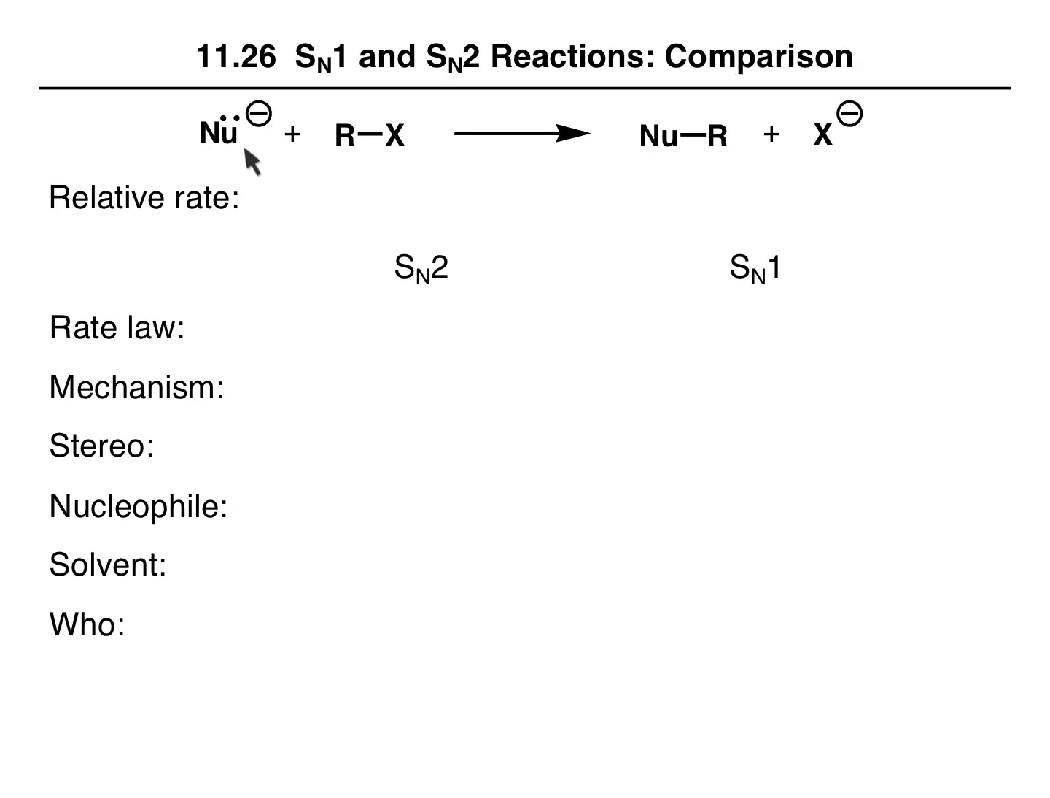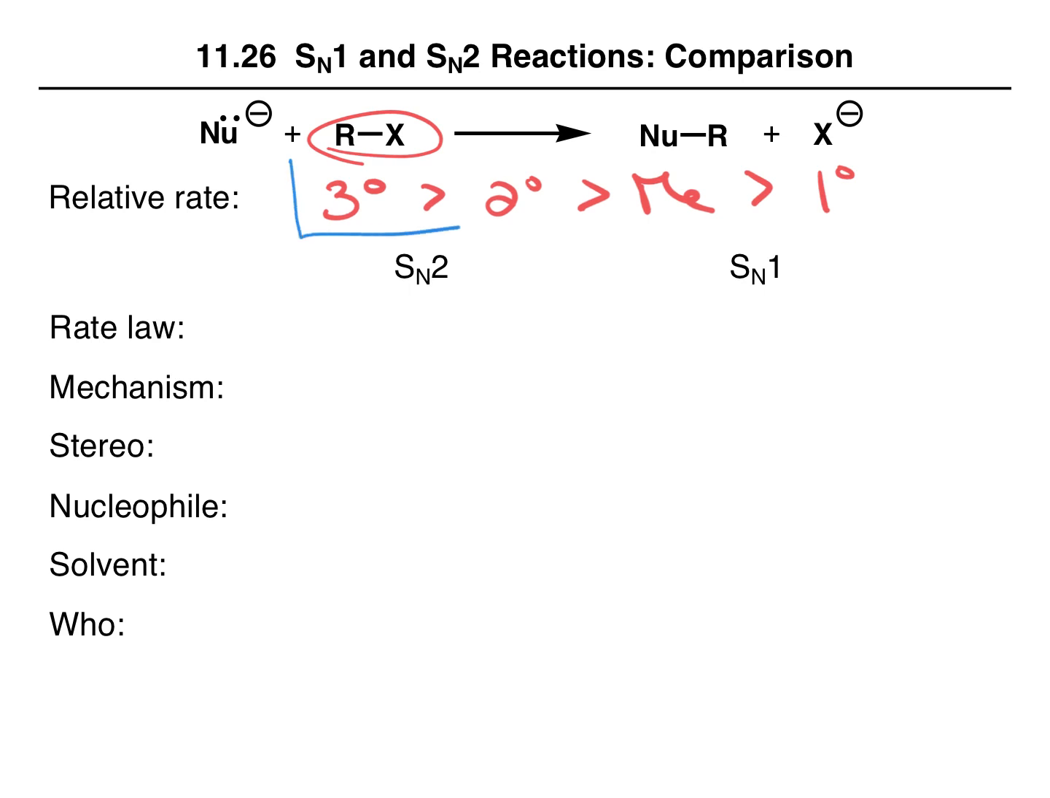So for a general substitution reaction, now I used a negatively charged nucleophile, but keep in mind our nucleophiles are not always negative. But in general, if we think about the relative rate, focusing on our alkyl halide, tertiary react faster than secondary, which react faster than methyl, which react faster than primary. And the reason for this unusual trend is because these will undergo SN1, whereas these will undergo SN2.